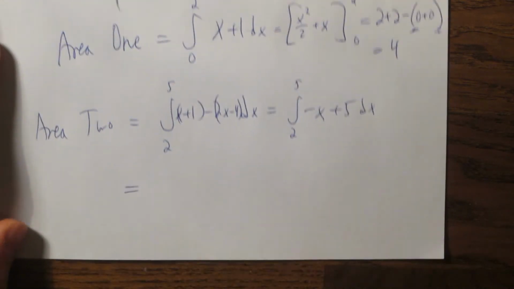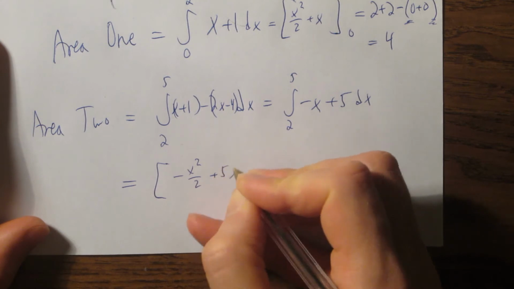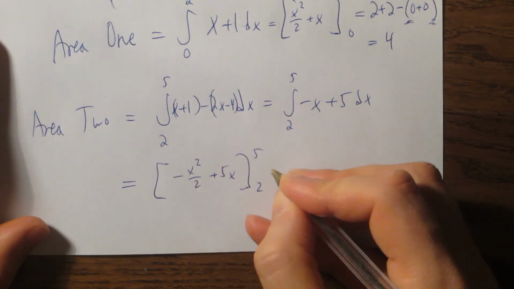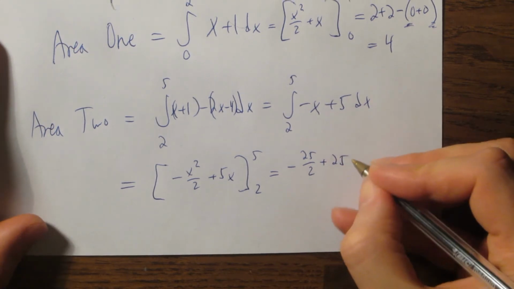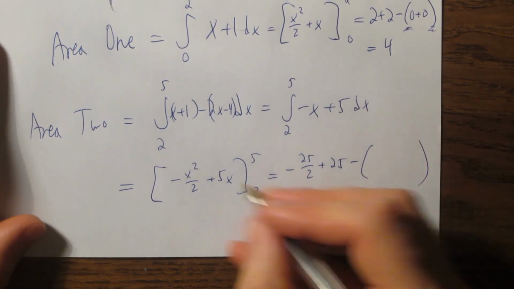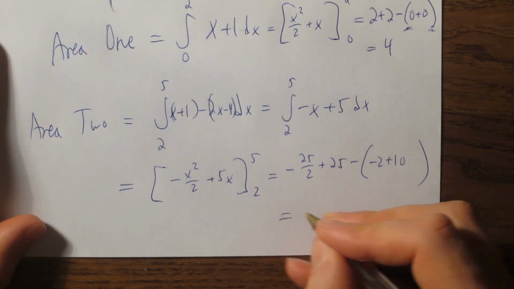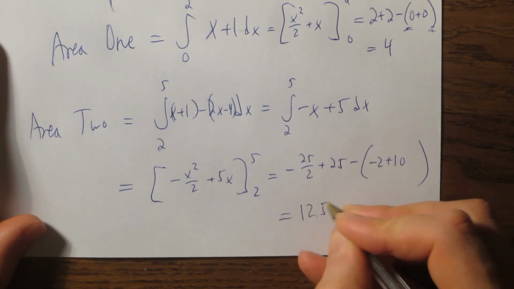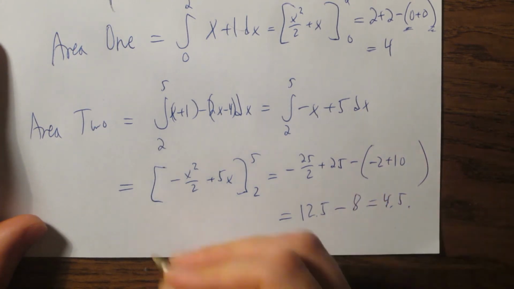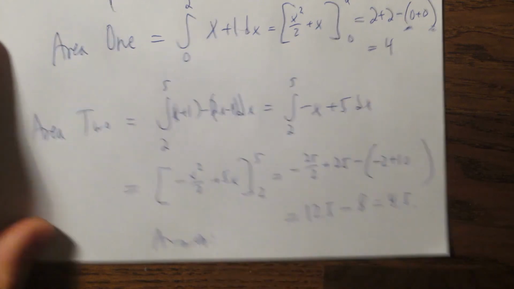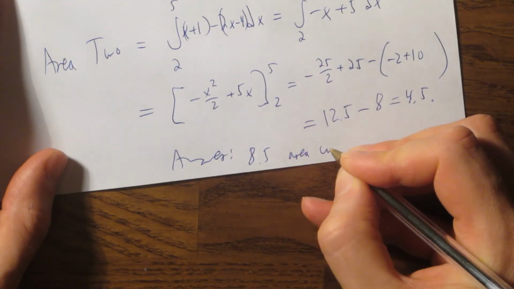Now the rest should be standard. Plug in 5 minus all of what you get when you plug in the lower limit, 2. Again, please note the brackets. So this is 12.5 and this is minus 8, so it's 4.5. So the answer is 4 plus 4.5, 8.5 area units.